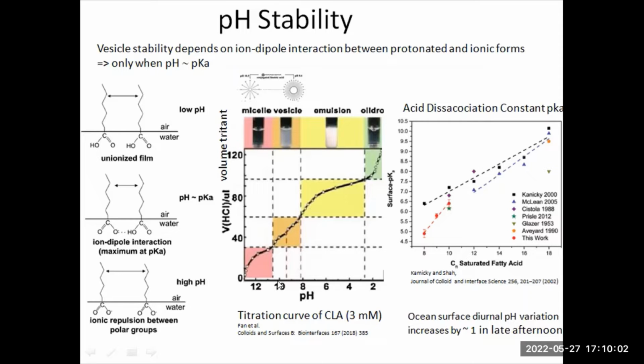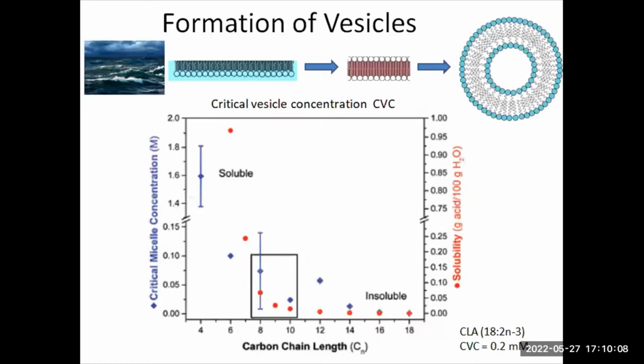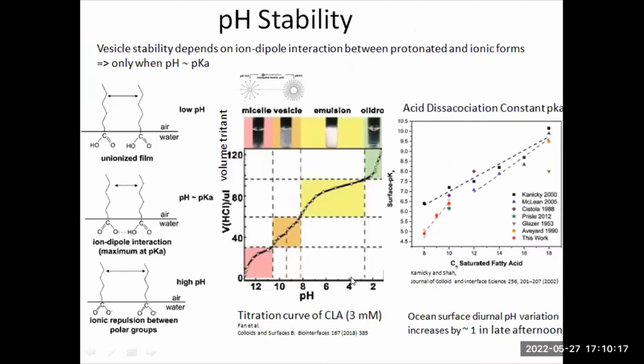So what I want to say is that for these very long chains, which we needed for the temperature, remember, and also to produce this critical vesicle concentration, we need the very long carbon chain fatty acids. But the problem is that they have a pH stability at around 9, let's say, for conjugated linolenic acid. And a pH of 9 is really too high.